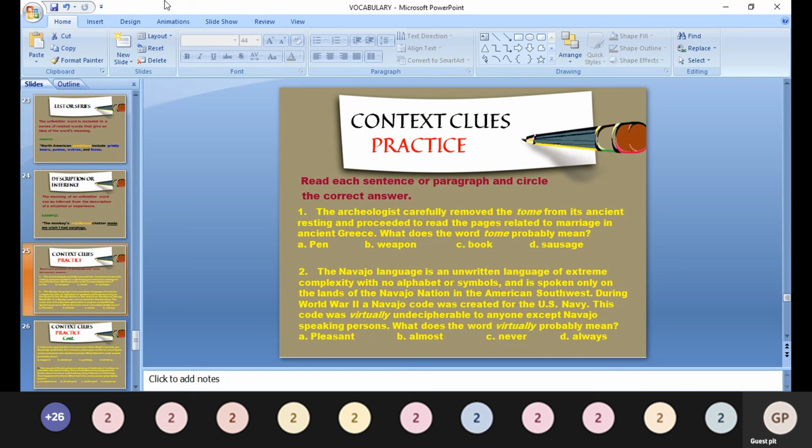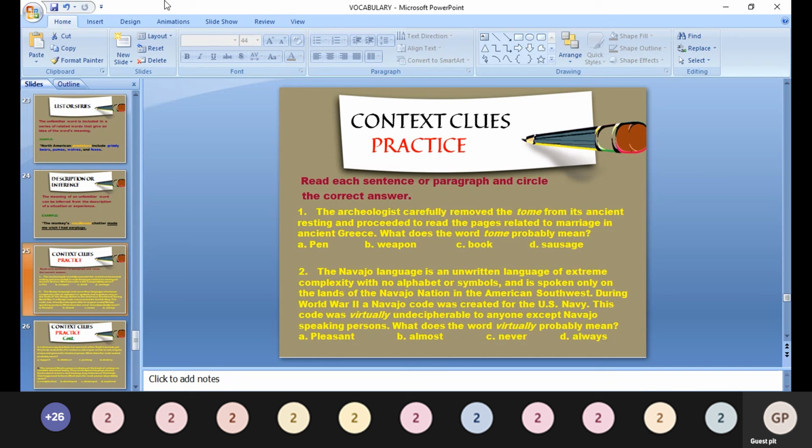The Navajo language is an unwritten language of extreme complexity with no alphabet or symbols. Okay, see what kind of a language it is. It is only a spoken language. So they have no alphabet or symbols and it is spoken only on the lands of the Navajo Nation in the American Southwest. Okay. During World War II, a Navajo code was created for the US Navy. This code was virtually undecipherable to anyone except Navajo speaking persons.